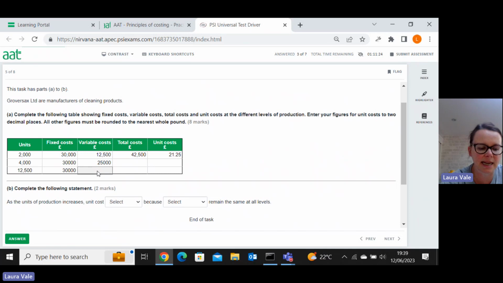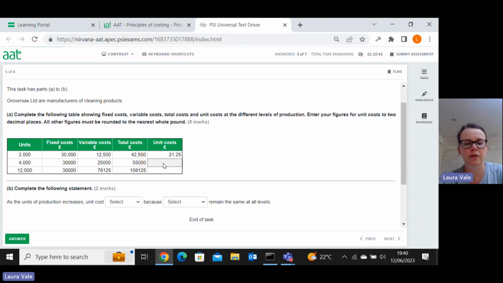That method is probably slightly better for doing the whole table, because we know it's £6.25 per unit. And now I can just multiply that by the 12,500, which gives me 78,125. Total cost is just the fixed and the variable added together. 108,125. So they're all to the nearest whole pound, but unit costs to 2 decimal places.